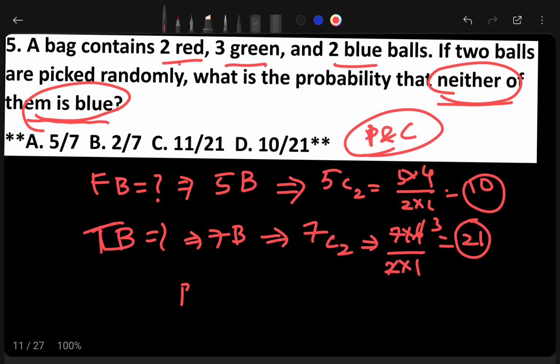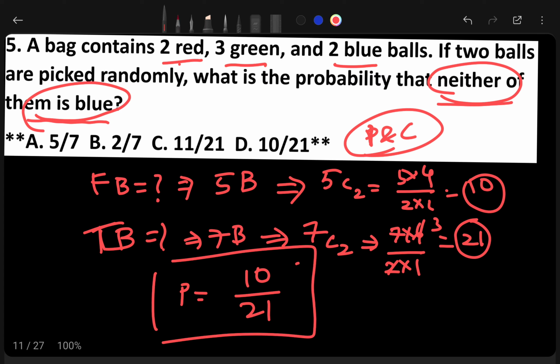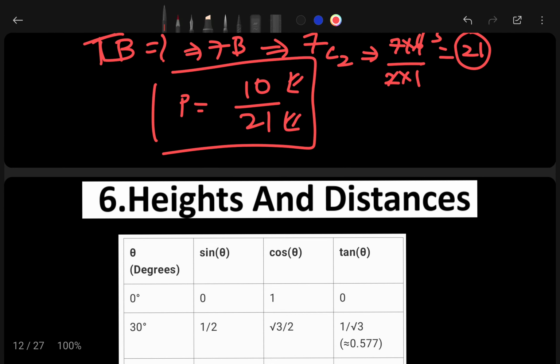So probability is going to be favorable outcome 10 by total outcome 21. Probability is going to be 10 by 21. Option number D. Okay. Now we shall go for the next one.